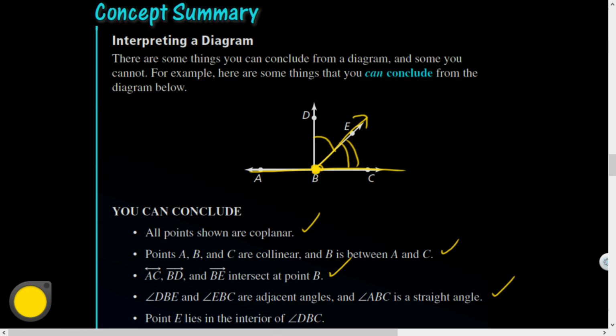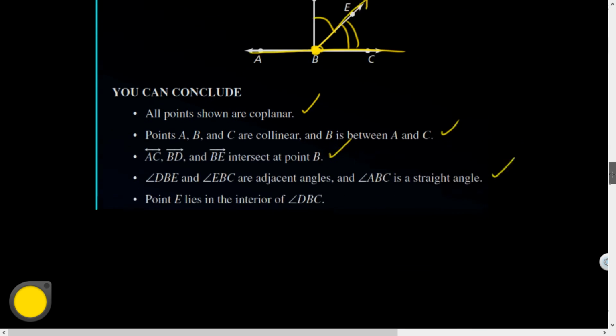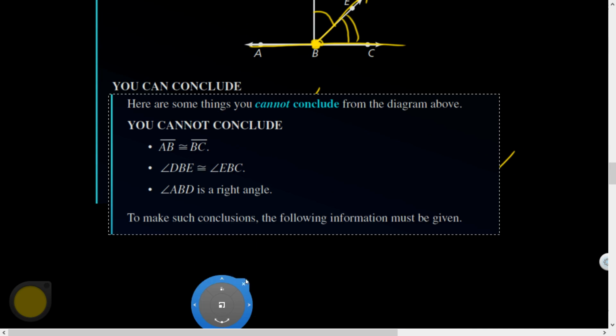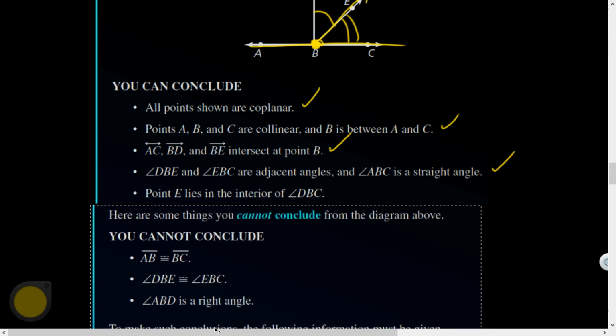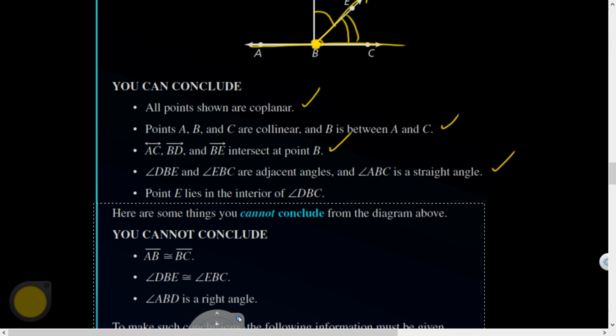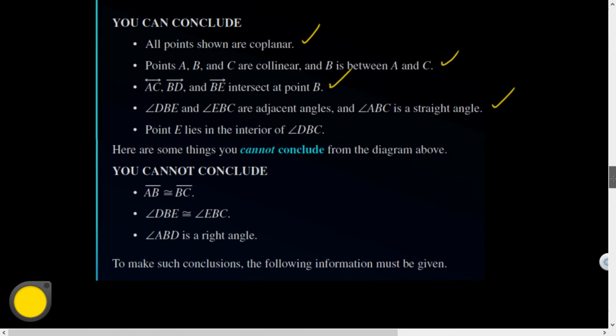The following are not necessarily true. I cannot conclude the following based on the sketch. Where's my cursor? All right, here we go. Bam. Oh, it just disappeared. You saw that, didn't you? It went ghost. You cannot conclude the following. Where's my scroll bar? There it is.